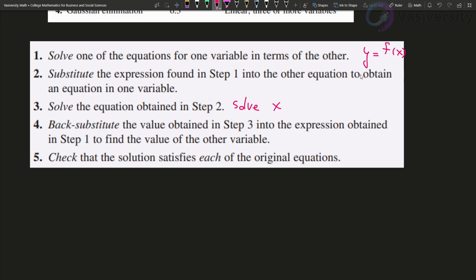Then back substitute. So the value obtained in step 3, we can substitute back into our equation right here. And once we do that, we are able to find y. And then we can also check the solution by plugging in the x value and the y value and making sure that the numbers do make sense. Okay, perfect. So let's take a look at another example. So let's go ahead and do this example.